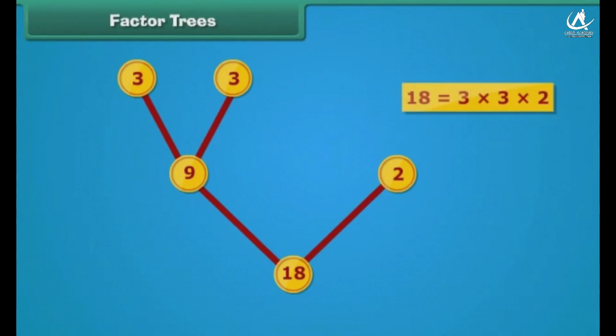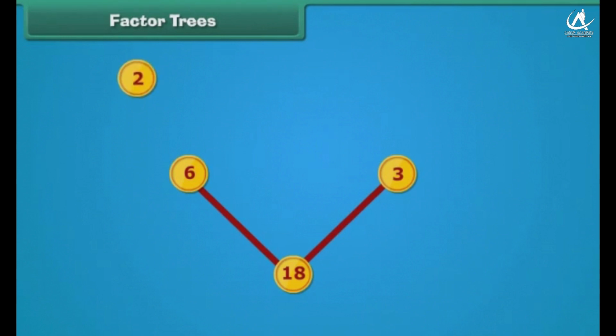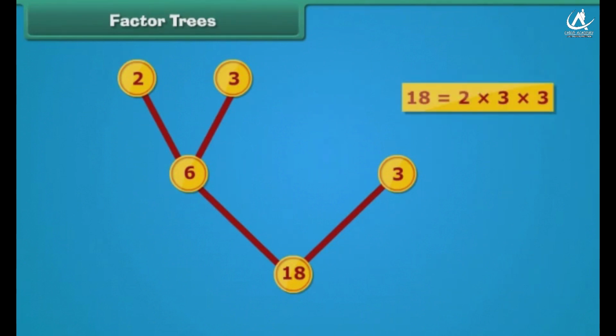We can write 18 as the product of 3, 3 and 2. 18 can also be expressed as the product of 6 and 3. We draw 2 branches from 18. Mark one as 6 and the other as 3. 6 can be written as the product of 2 and 3. We draw two branches from 6. Mark one as 2 and the other as 3. The factor tree is complete. We can again write 18 as the product of 2, 3 and 3.